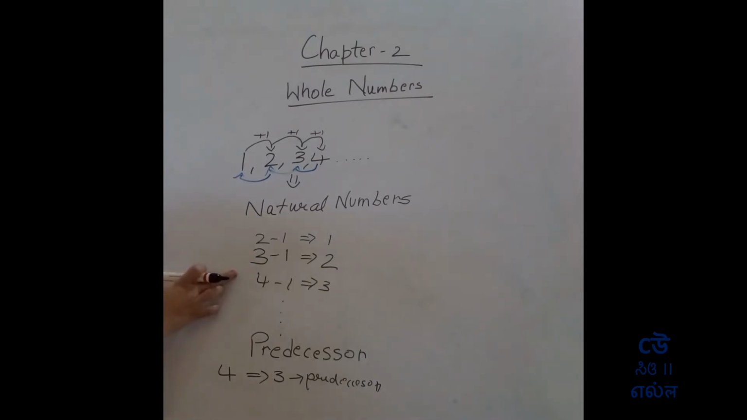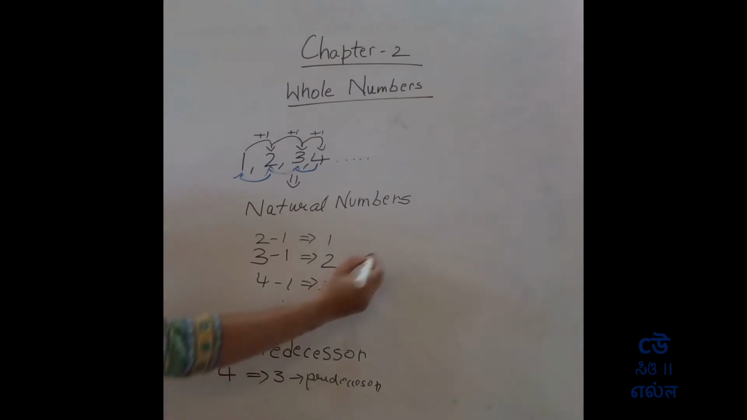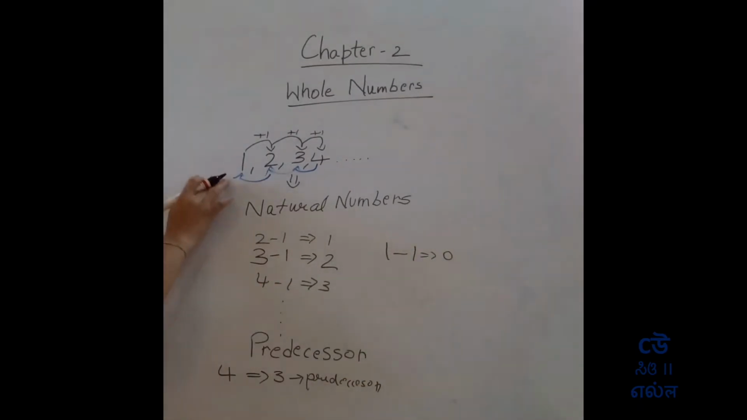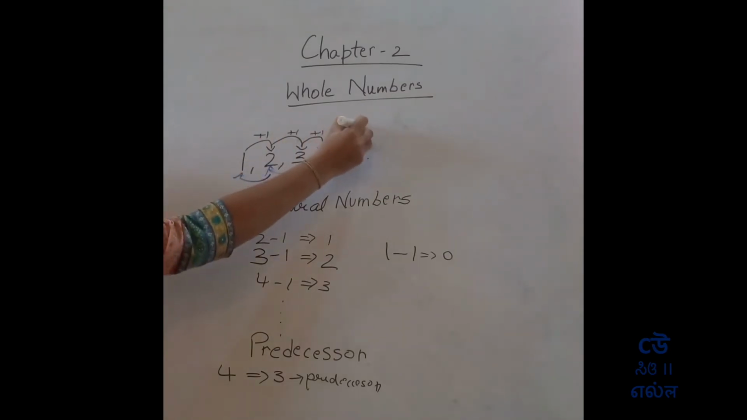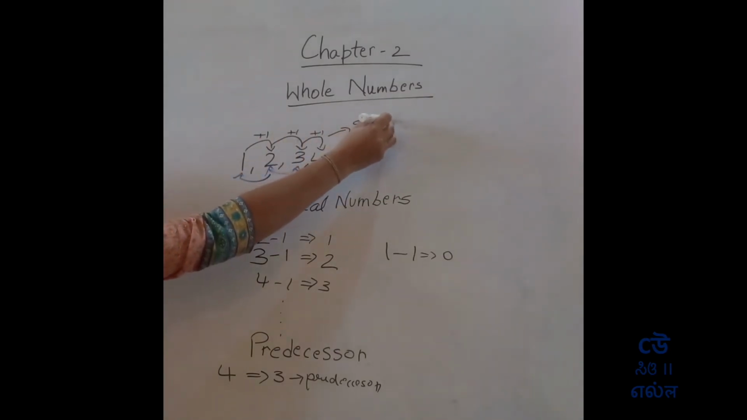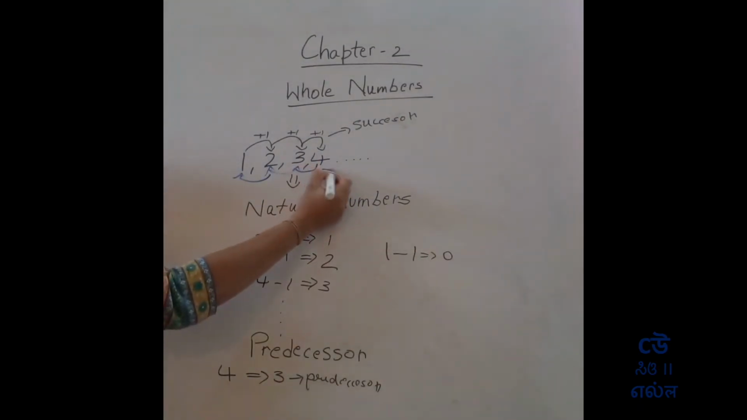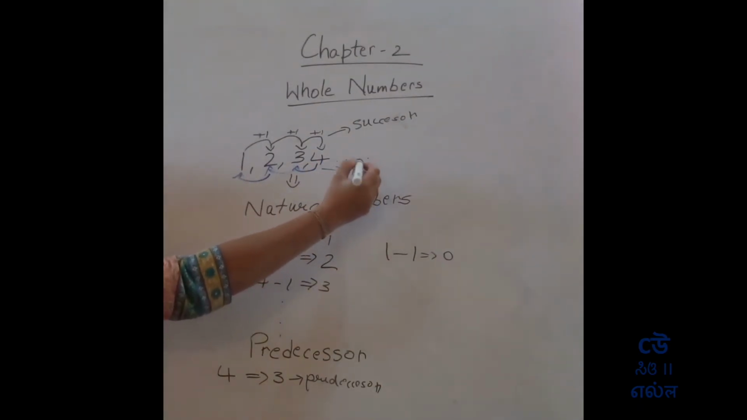So you might have a doubt. 1 minus 1, what will be there? 1 minus 1 we will get 0. But 0 is not there in natural numbers. So 1 has a successor, right? Here see, for 1 we have a successor. Black represents successor. Blue represents predecessor.